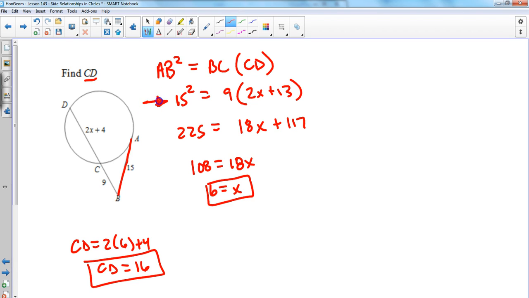Anytime you have a tangent and a secant intersecting, we want to make sure that the length of the tangent segment squared is equal to the part times the whole.